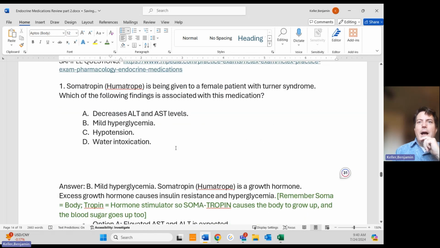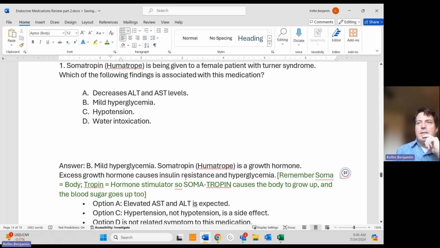the hyperglycemia option. And it is. Somatotropin, Humatrope, is a human growth hormone. Excess growth hormone causes insulin resistance and hyperglycemia. You can remember, soma equals body and tropin equals hormone or hormone stimulus. So somatotropin causes the body to grow up, and it causes the blood sugar to rise up too, like the height. So maybe that'll help you remember that one.